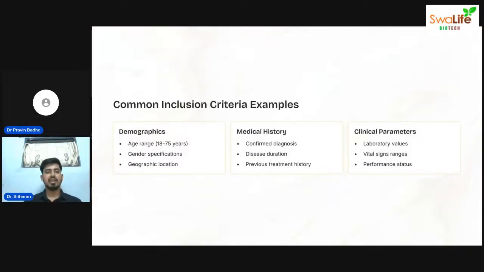Inclusion criteria examples are demographic considerations. Demographic considerations include age category, gender specification, and from which geographic location the participants come while doing research. These are demographic characteristics. Medical history, past and present medical history, and any history of surgery, you also want to consider while including a patient. Clinical parameters: if they have diabetes, they may have abnormal blood pressure values; if they have any cardiac-related issue, they may have high cholesterol levels. So we want to identify the clinical parameters before we include them in the study.